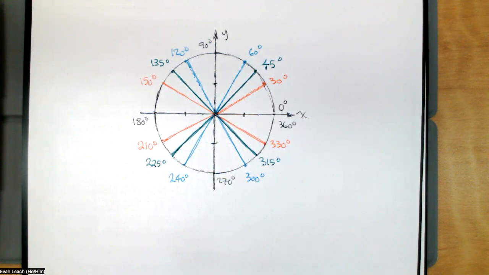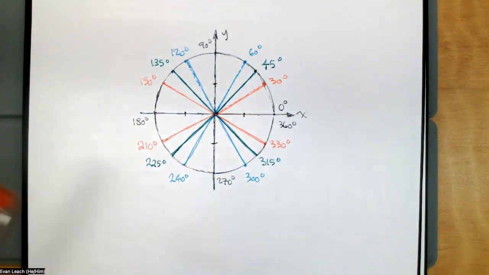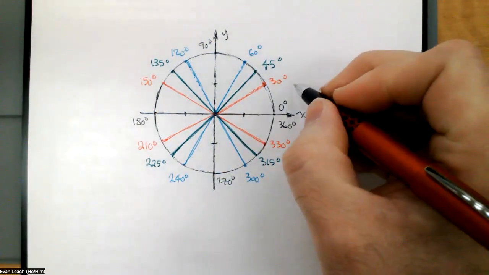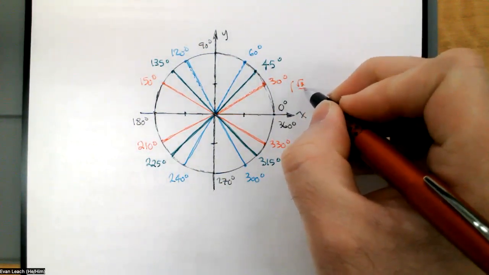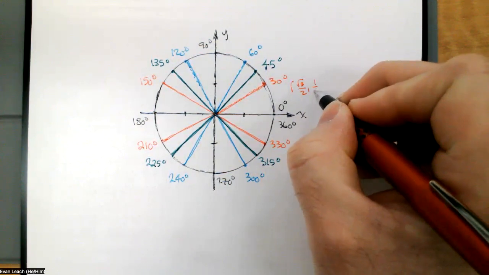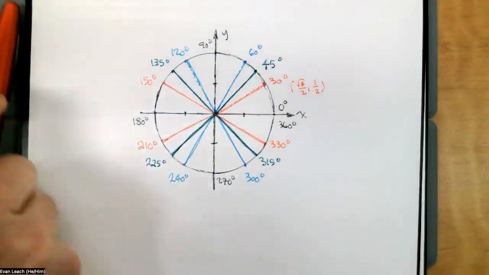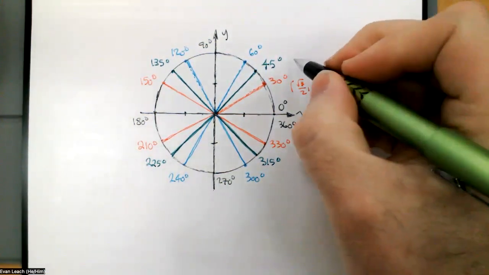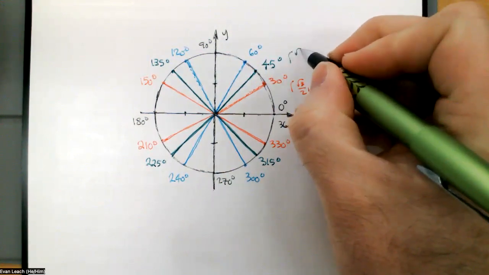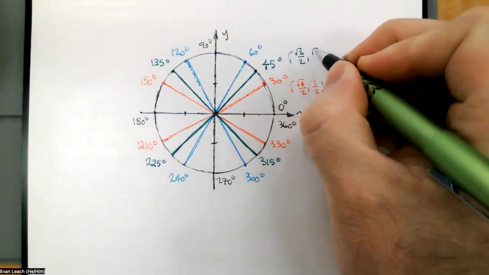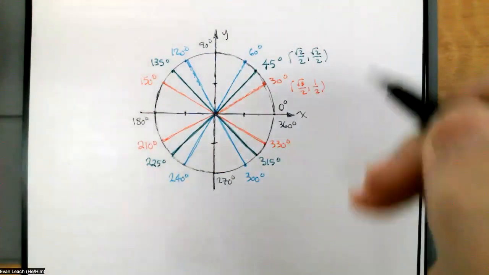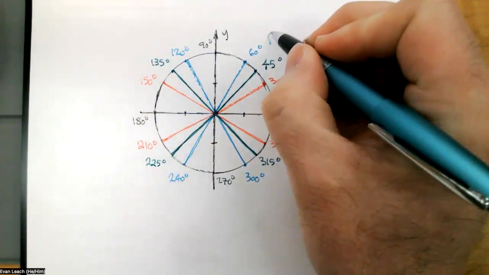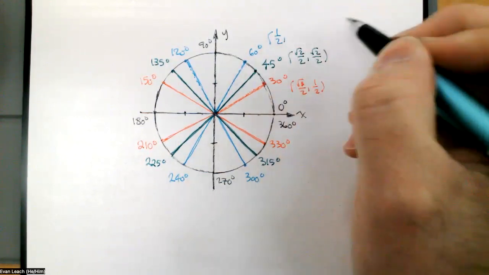We also wanted to get the coordinates for all these points. Remember, at 30 degrees, we had a √3/2 on the x and a 1/2 on the y. For 45, we had √2/2 and √2/2. And for 60, we have 1/2 and √3/2.